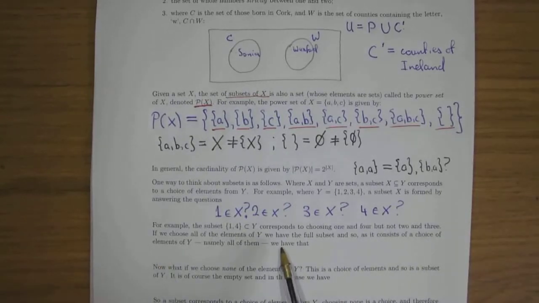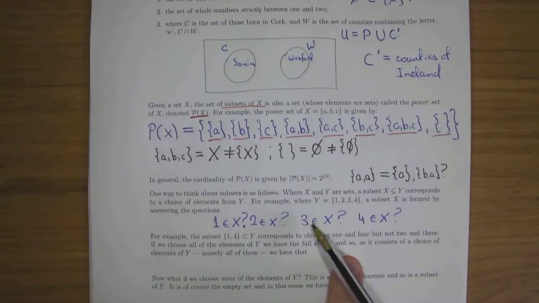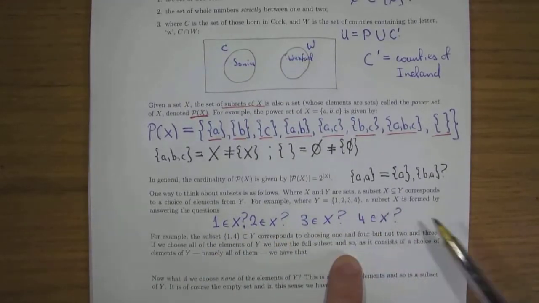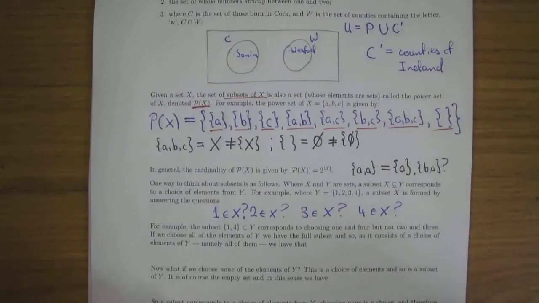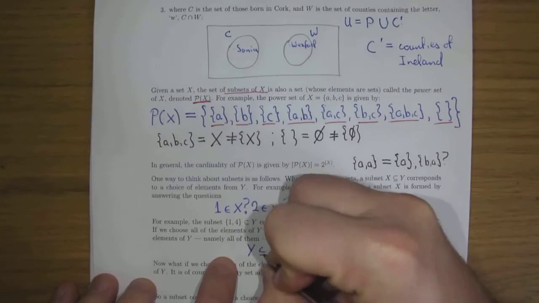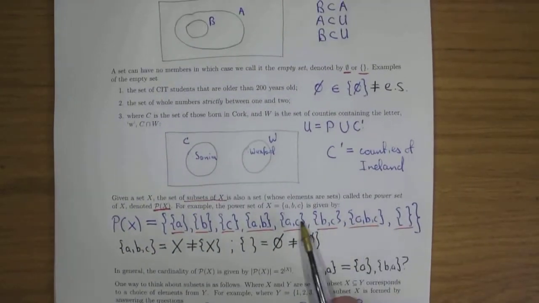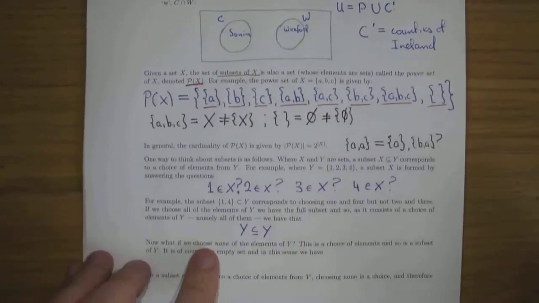If you choose all of the elements, you have the full set. So if you say yes, yes, yes, yes, then y is a subset of itself. So in that sense, we have that y is always a subset of itself. Like what we had here, {A, B, C} is a subset of x. X is a subset of x.